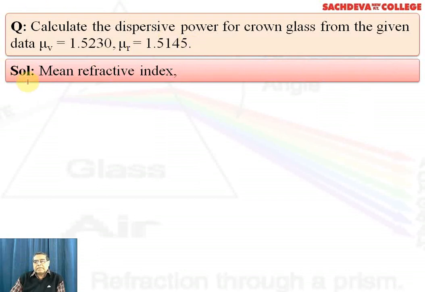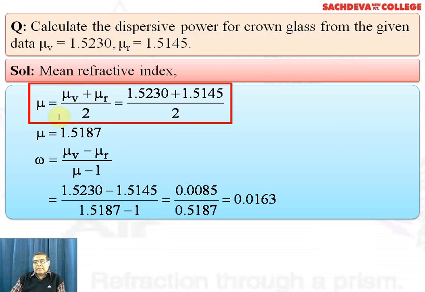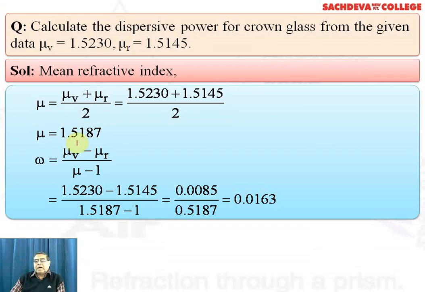Now, first of all, we estimate the mean refractive index, that is the average value. So what we do is we add the two values and divide by 2, that is called the average value. So we compute the values for refractive index of violet and the refractive index of red. After computing, we add them and divide by 2, that comes to be 1.5187.